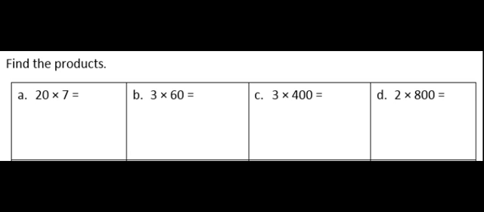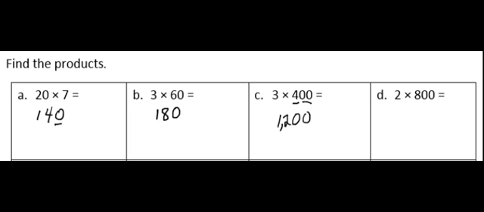My first problem is 20 times 7. Well, that's the same as 2 tens times 7, which would be 14 tens, or 140. The next problem is 3 times 60, or 3 times 6 tens, which would be 18 tens, or 180. Here I have 3 times 400. 3 times 4 hundreds is the same as 12 hundreds, or 1,200.